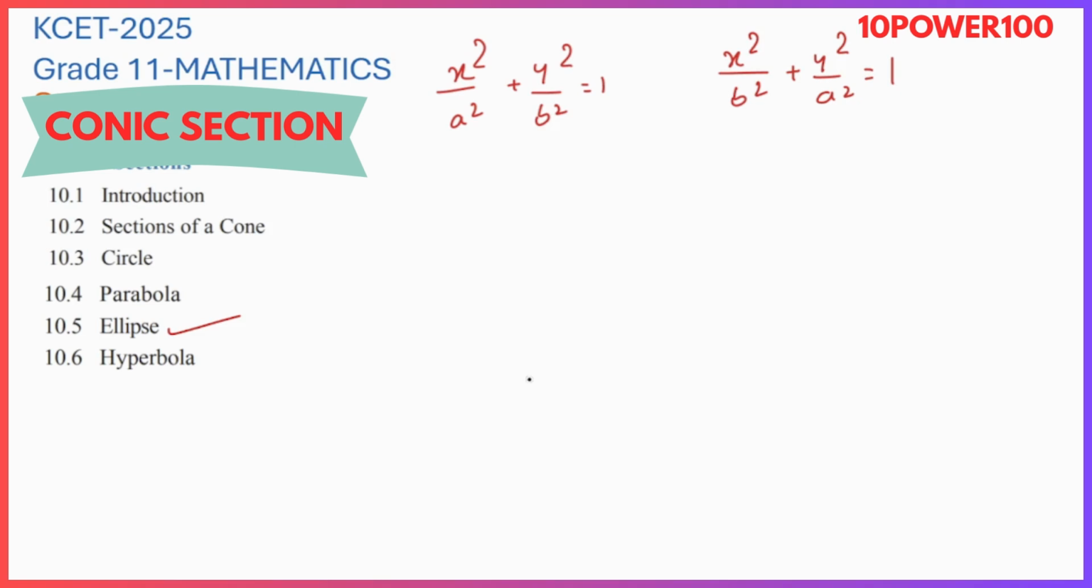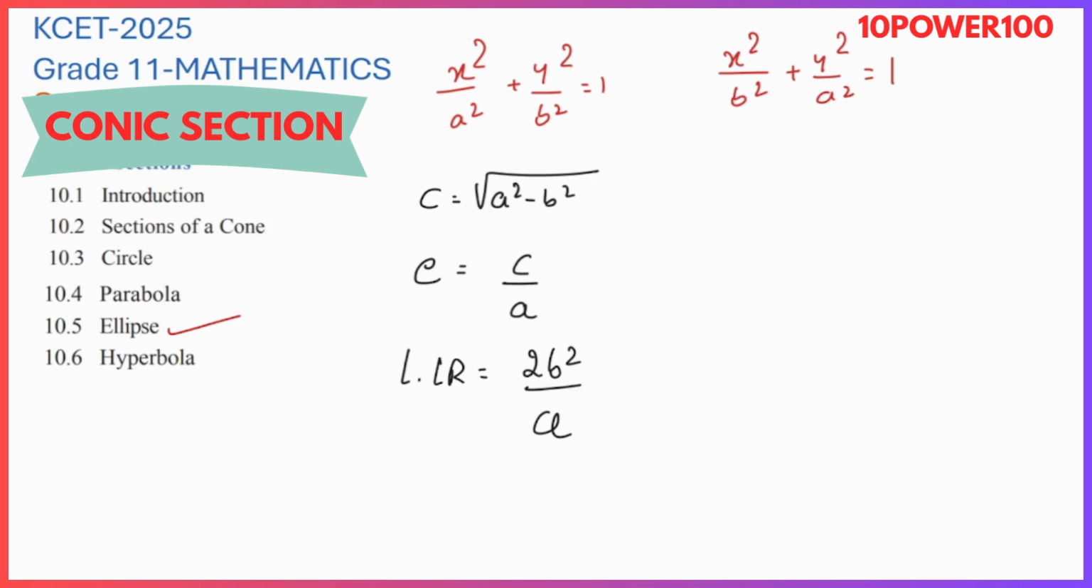Next we have the relation between c, a and b. That is the major axis and minor axis relation. The formula is c equals square root of a square minus b square. So this is the relation between a, b, c. Next we have eccentricity. e is equal to c by a is the formula. Next we have length of latus rectum. The length of latus rectum is equal to 2b square by a is the formula.